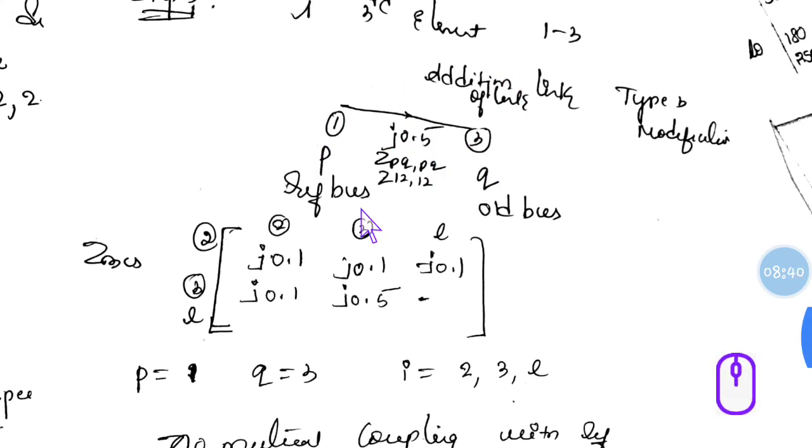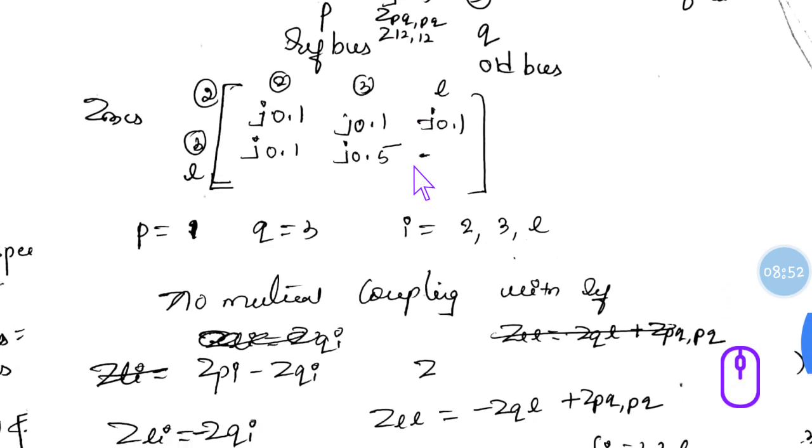I is equal to whatever we have written in the matrix, 2, 3, L, okay, and this is the value we got, j.5, z of pq comma pq, 1 3 comma 1 3, that is what you have to write here, okay.